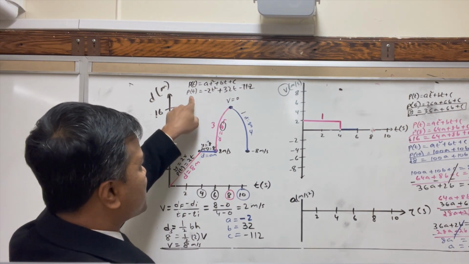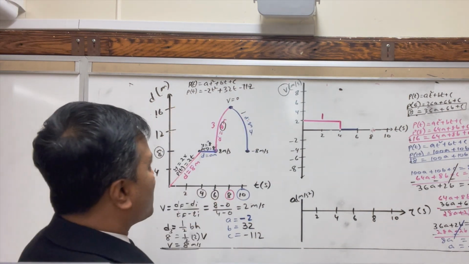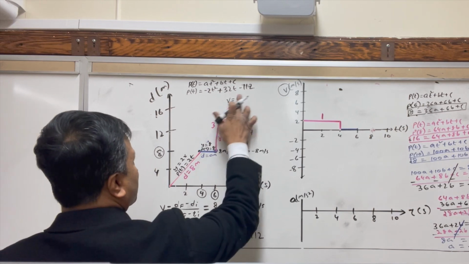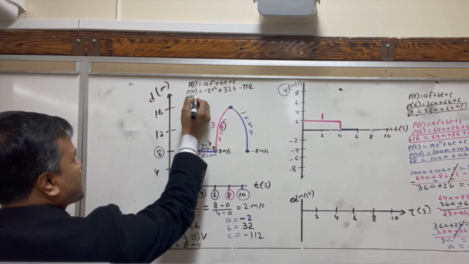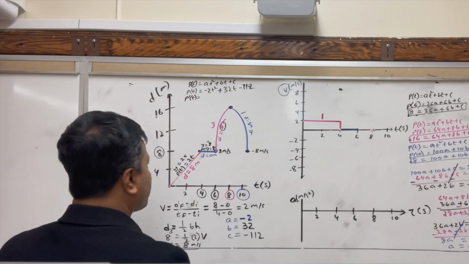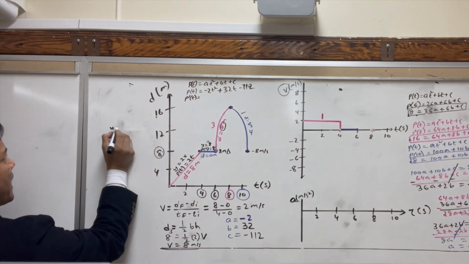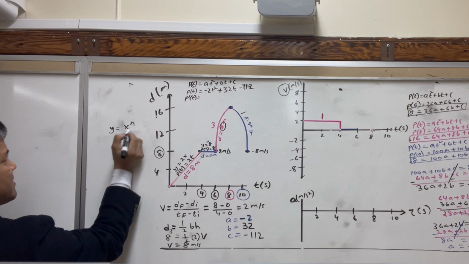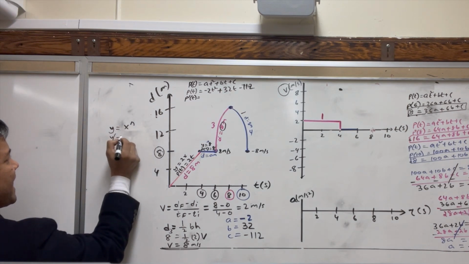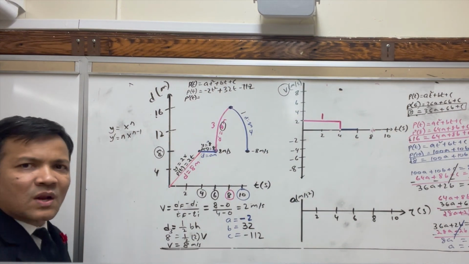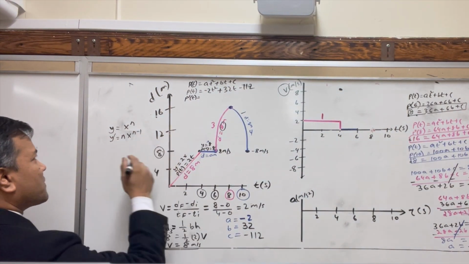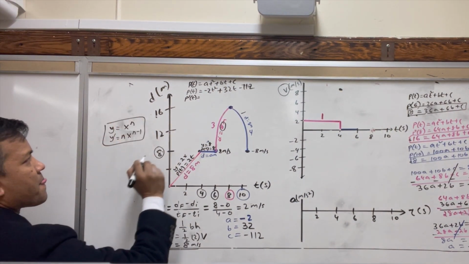So this is the position function. Now from position to velocity, here's what we're going to do. We're going to take the first derivative, p prime of t. The derivative is very easy. y is equal to x to the n, y prime is equal to n x to the n minus 1. That's it. This is called the power rule. So we're going to use the power rule.